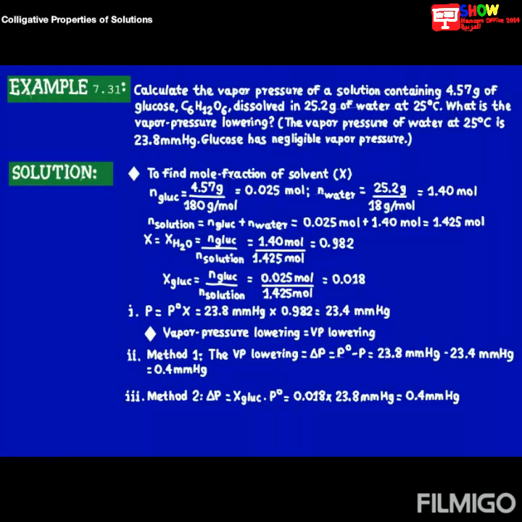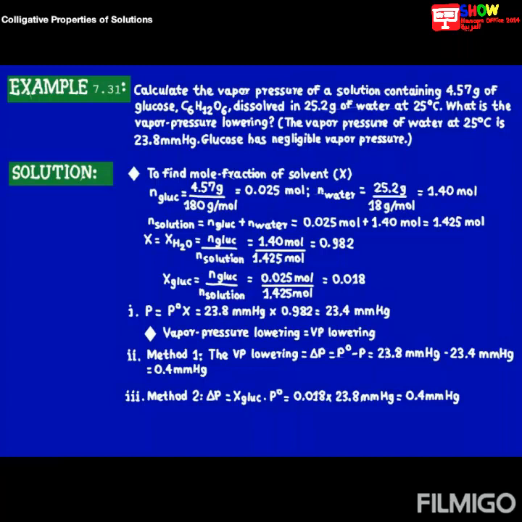Example 7.31. Calculate the vapor pressure of a solution containing 4.57 gram of glucose dissolved in 25.2 gram of water at 25 degrees Celsius. What is the vapor pressure lowering? The vapor pressure of water at 25 degrees Celsius is 23.8 millimeter of mercury. Glucose has negligible vapor pressure. Here we have a solution.